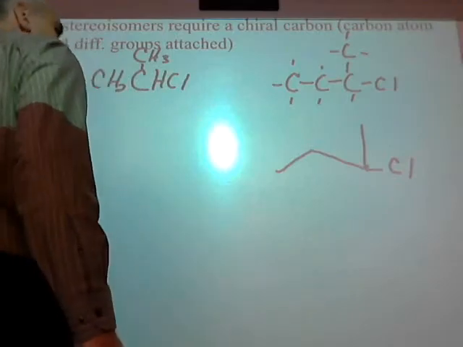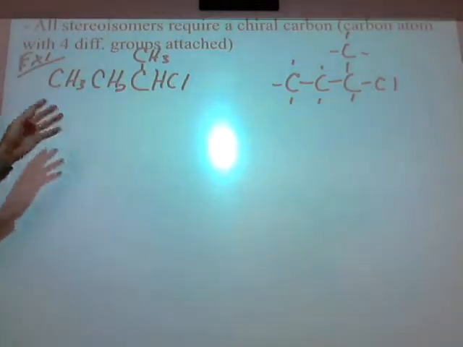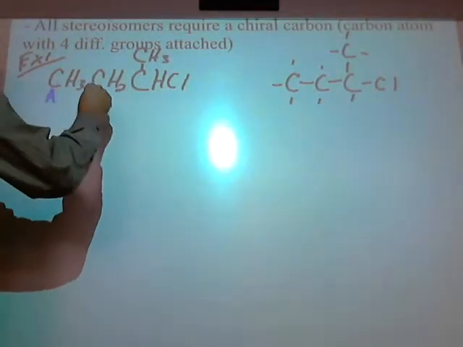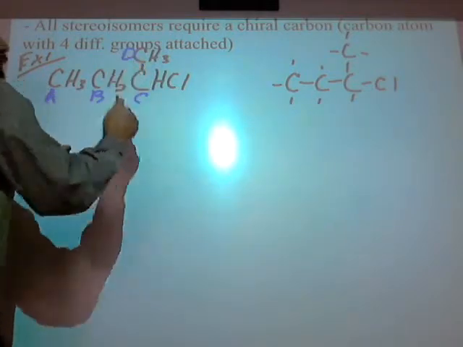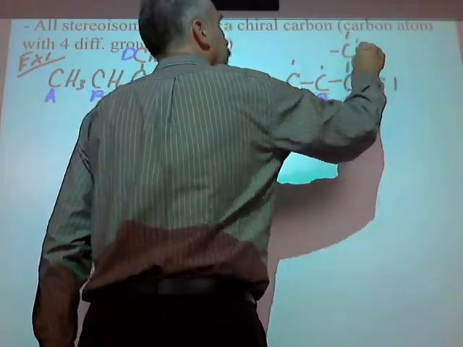All right, now, here's my question to you. I just wanted to clear that up. Do I have a chiral carbon in here? Do I have a carbon that's bound to 4 different things here? Now let's label them to make sure we know which carbons are which. We'll call this guy A, B, C, and D.